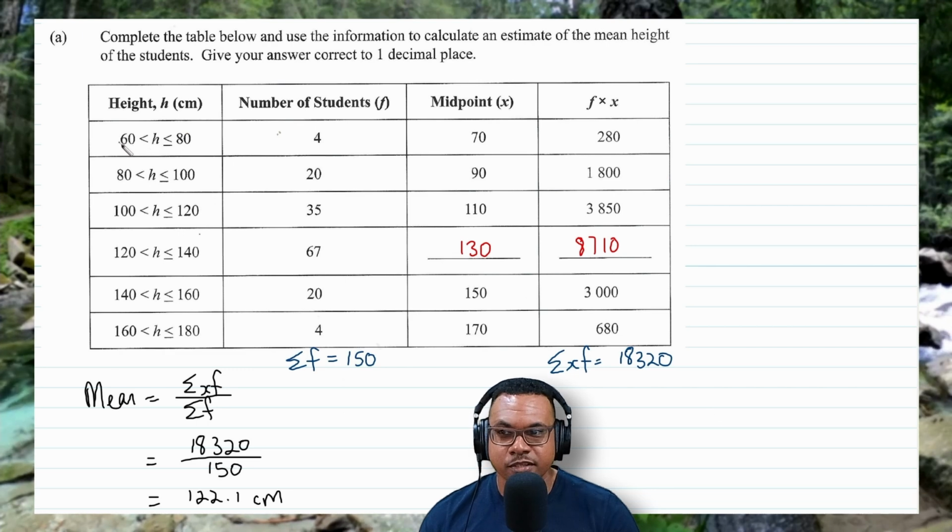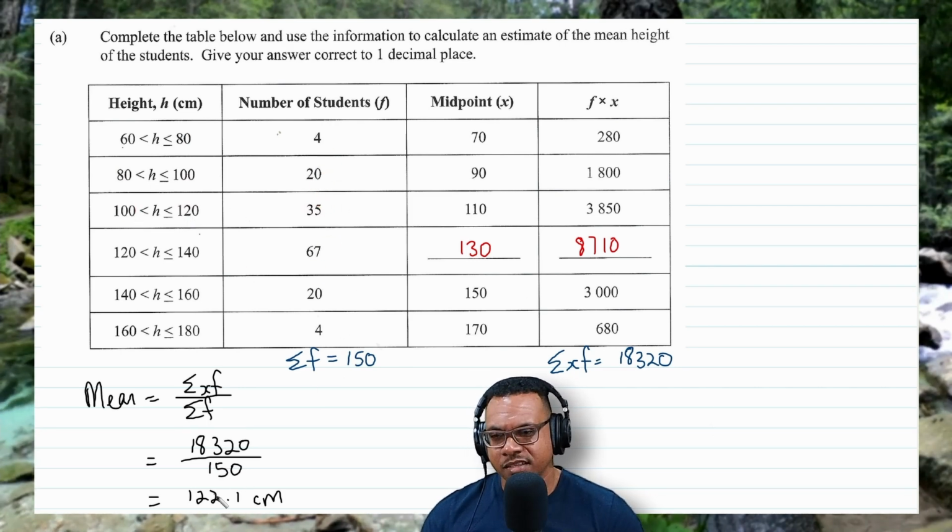Well, of course, this will be from 59.5 to 80.5, right? The lower class boundary to the upper class boundary. So we have a spread of data here. We have 4 students within this range from 60 to 80. We have 20 students within this range from 80 to 100, and so on, 35 between 100 to 120. So this is how the information is spread.